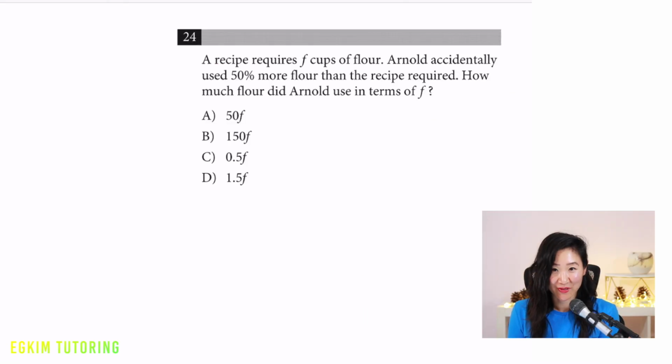Question 24 is a percent problem, and it says a recipe requires F cups of flour. Arnold accidentally used 50% more flour than the recipe required. How much flour did Arnold use in terms of F? F is the original amount, so let's just write that down. Let's also convert the 50% into decimal form, which is just going to be 0.5. So since you are increasing, you actually want to include a 1 in front of the 0.5. So we have 1.5 times F, which is just going to be answer D.